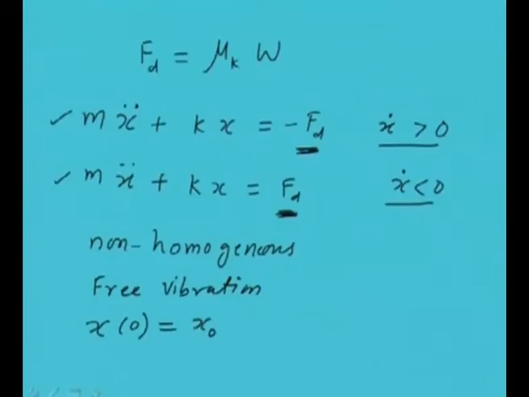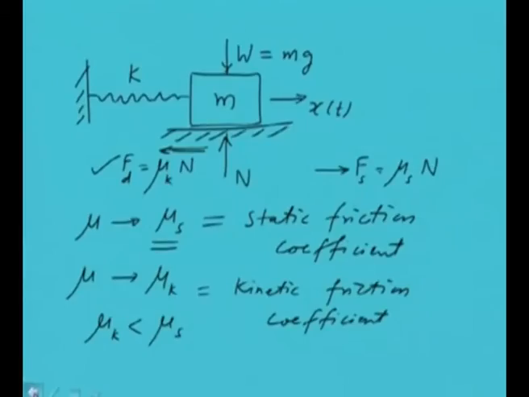And once we are giving this initial condition, if we go back to this, we are pulling this mass toward, let us say, right up to some distance, and we are leaving it to oscillate. But whatever displacement we give, that should give a restoring force in the spring large enough to overcome the friction force.